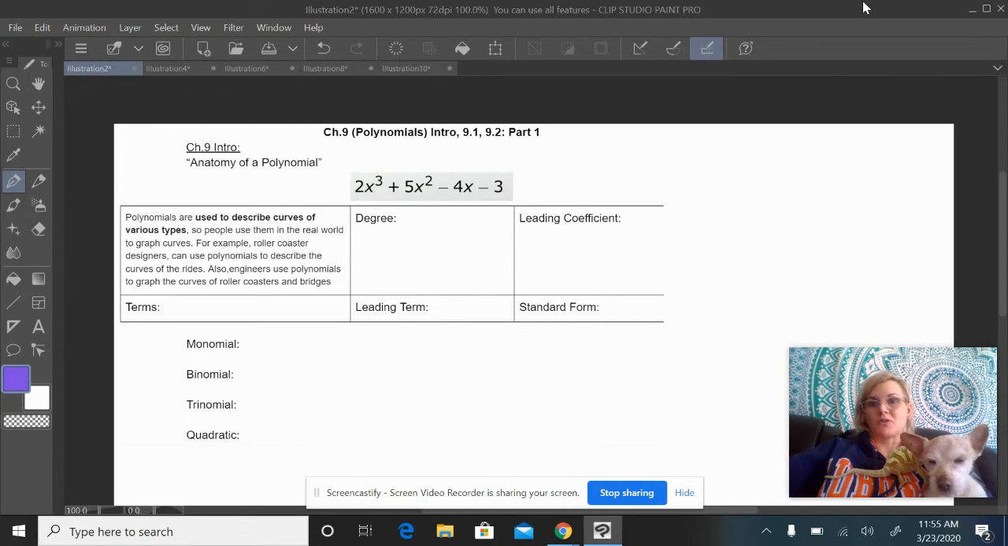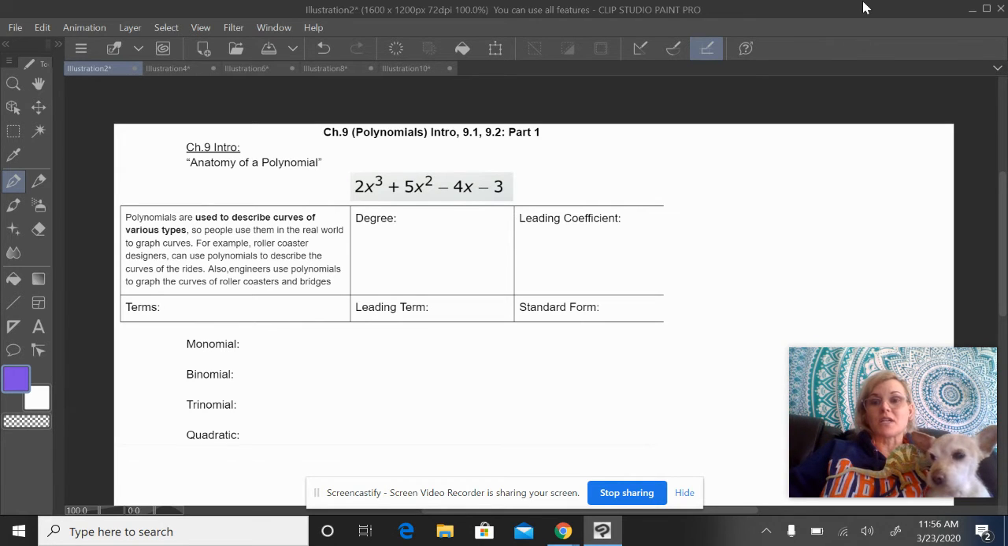Okay, so polynomials are really exciting because we're getting out of the world of lines, things that are linear that have a constant rate, and we're getting to things like parabolas. So what are polynomials? Polynomials are used to describe curves of various types. For example, roller coaster designers and engineers would use polynomials to graph them, and bridges also.